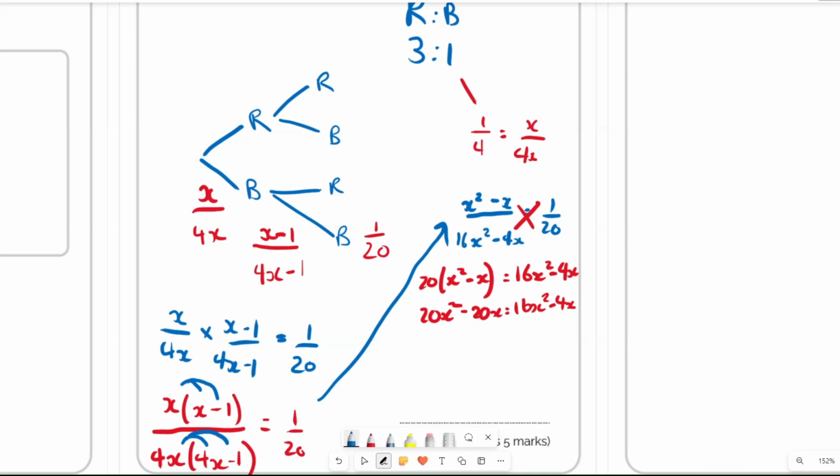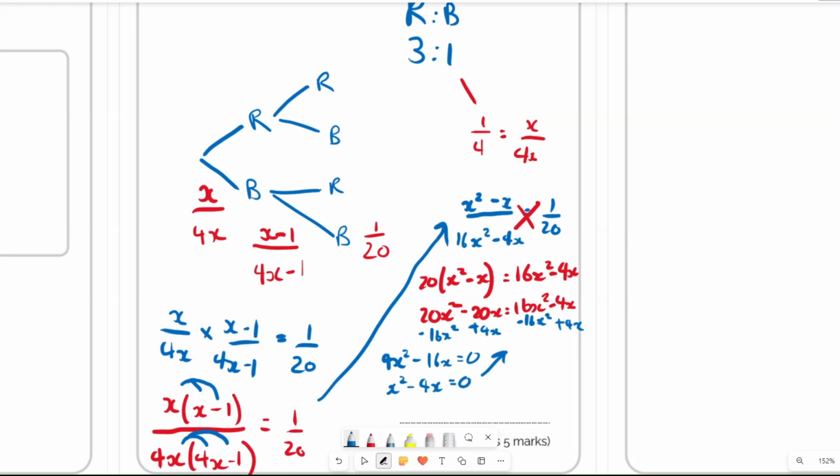So if we subtract 16x squared from both sides, sorry, my bad, then we're going to end up with 4x squared. And then we can do this in one go as well. Add 4x to both sides, like so. And then minus 20x plus 4x is minus 16x, equals 0. And then we can divide everything by 4, just so we've got 1 as the coefficient of x squared. So we've got x squared minus 4x equals 0.